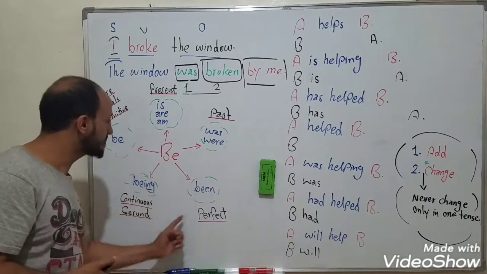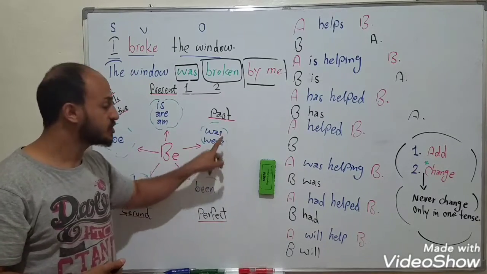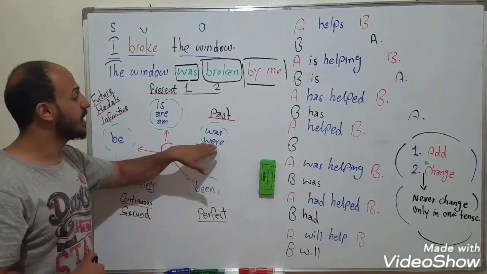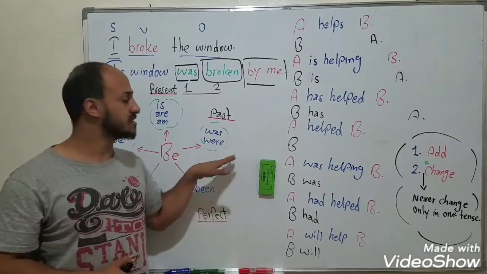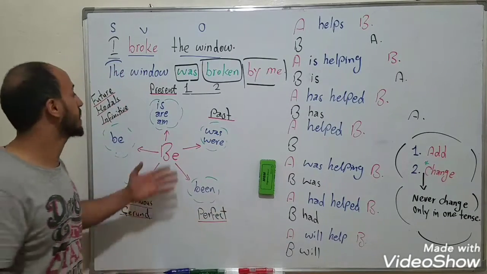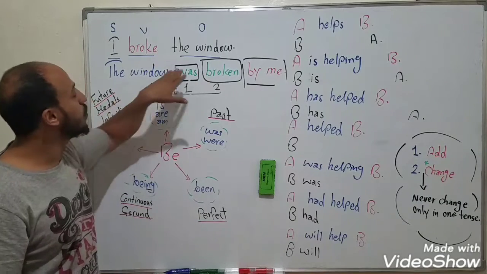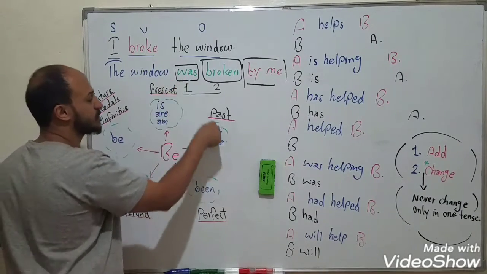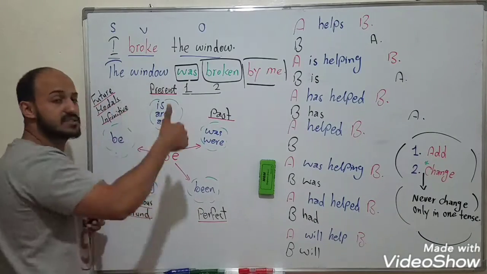So where is the past in here? Here is the past. So either I use was or were, all right? Very good. So, you know, this is if it's singular, this is if it's plural. This is basic, right? All right, so the window was broken. So I say the window is singular, so I choose was because this sentence is in the past.